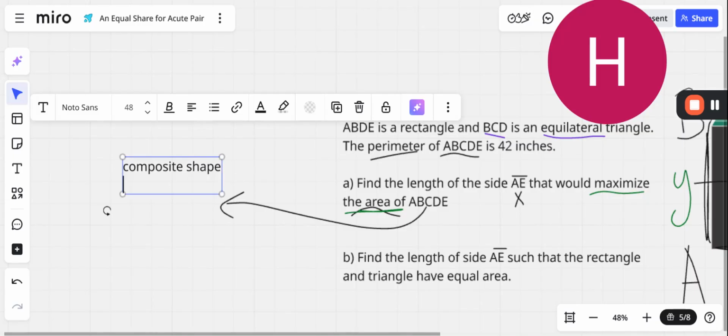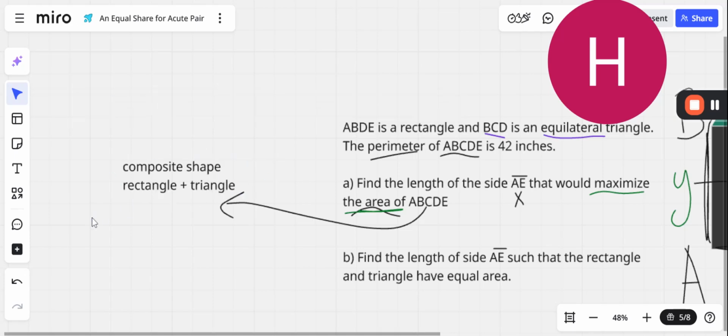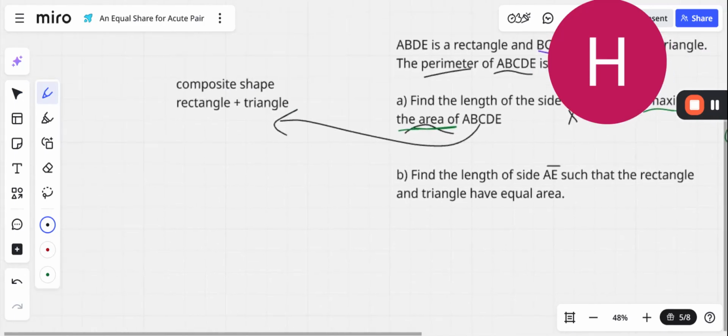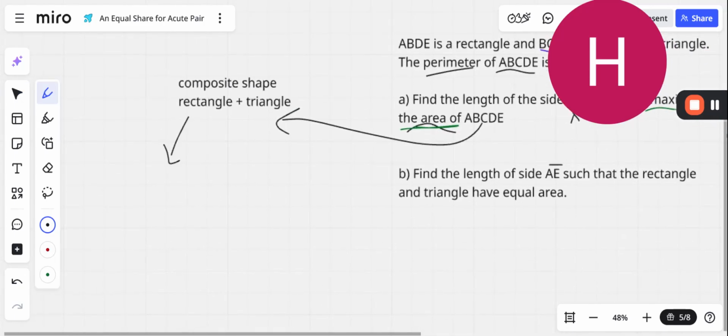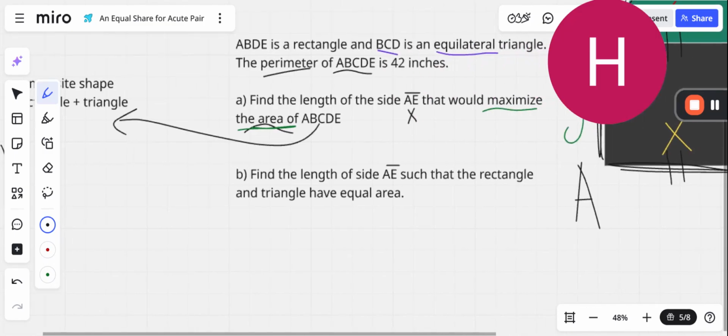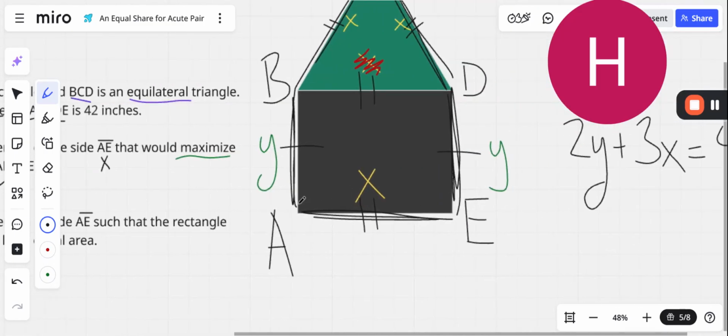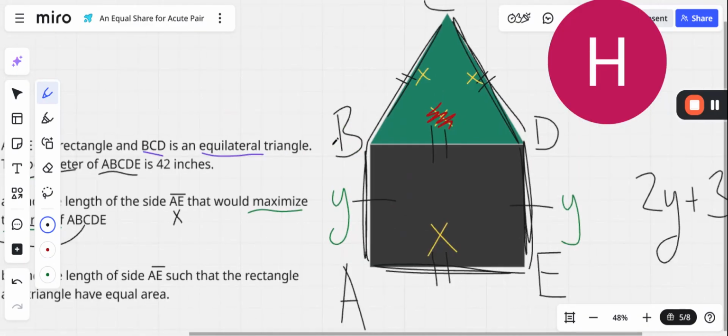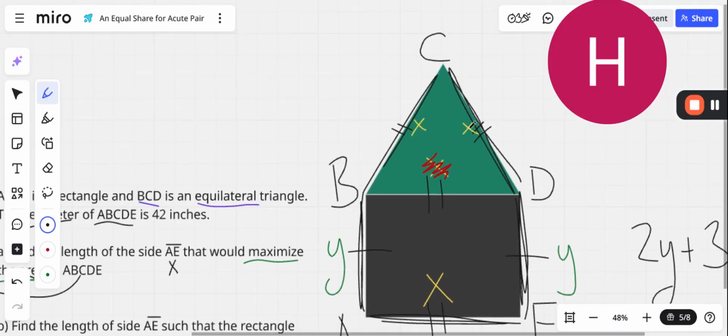Composite shape. This is a rectangle plus a triangle. So we need the area of the rectangle as well as the area of the triangle. The area of the rectangle is very easy. It's just going to be x times y, right? As you can see, we have a length of x and a width of y, so the area is simply x times y. But what about for this equilateral triangle?